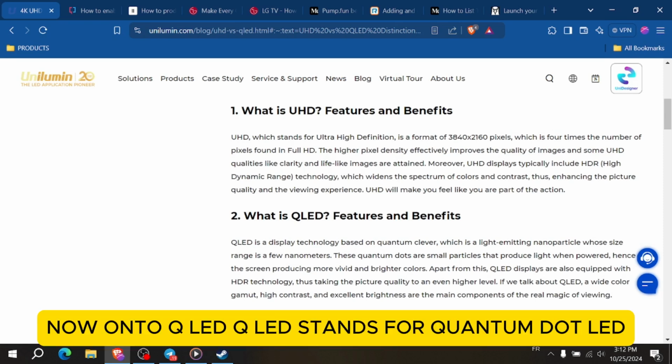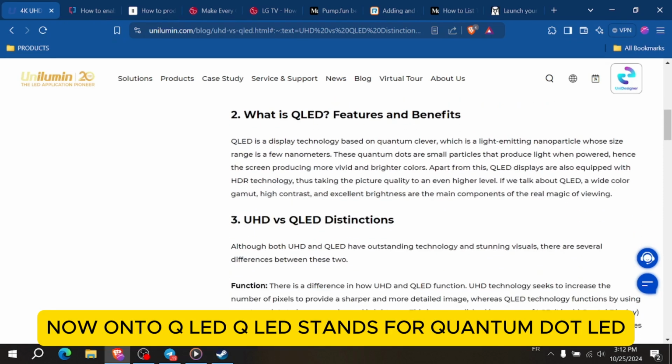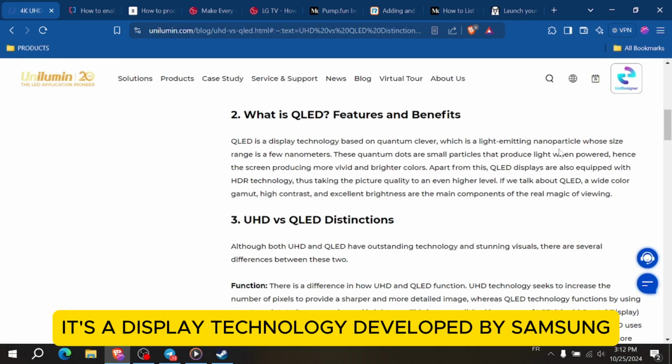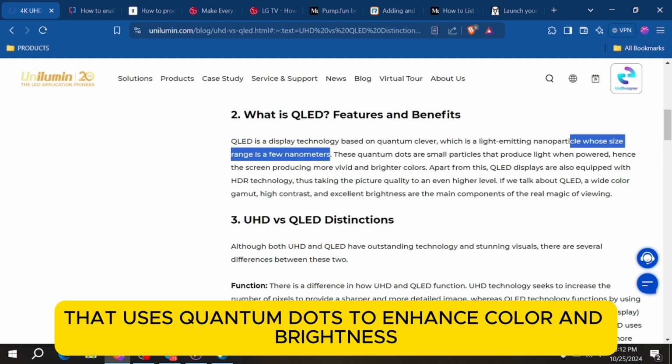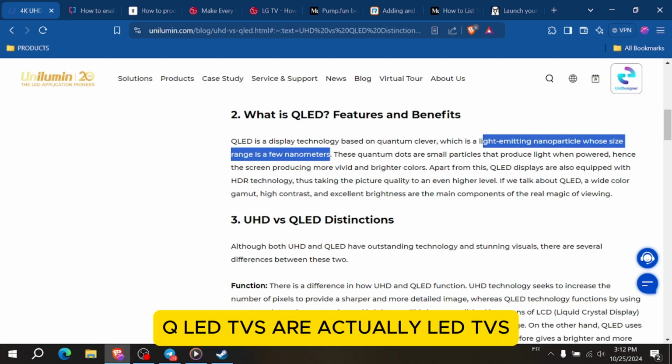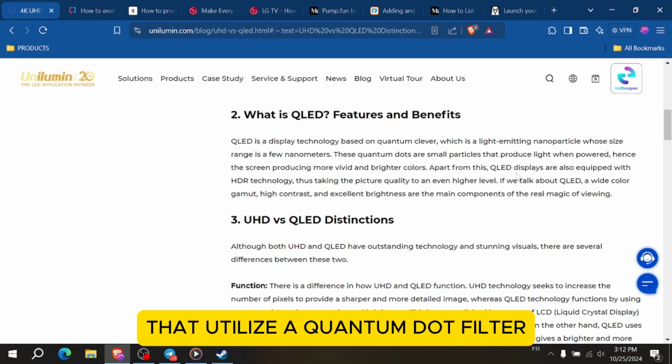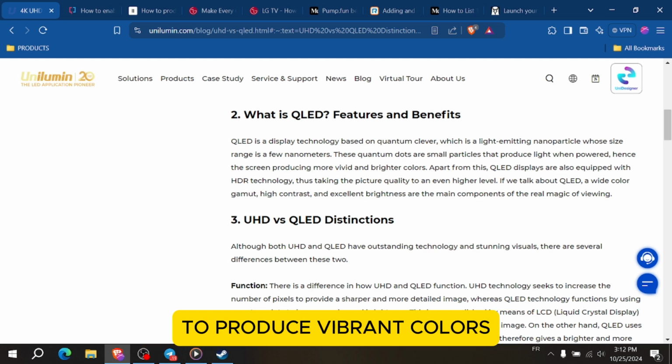Now, onto QLED. QLED stands for Quantum Dot LED. It's a display technology developed by Samsung that uses quantum dots to enhance color and brightness. QLED TVs are actually LED TVs that utilize a quantum dot filter to produce vibrant colors and improved contrast.